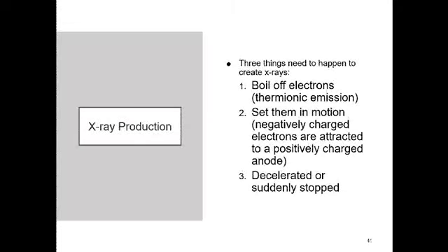X-ray production. 3 things need to happen. We've gone over this from the beginning. Okay, 3 things need to happen. We need thermionic emission, so electrons need to be boiled off. That's coming from the filament side or the cathode side. They need to be set in motion. So your voltage pulls your amperage across the tube, and then they need to be suddenly stopped, and that's usually when they hit the target. Those are the 3 things that need to happen in order for an X-ray to be created.